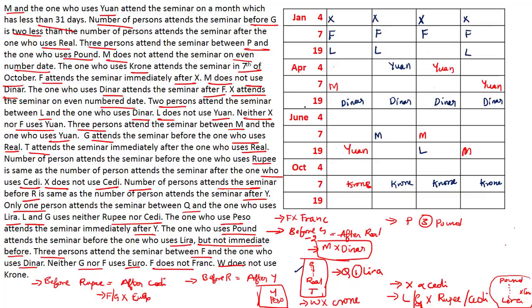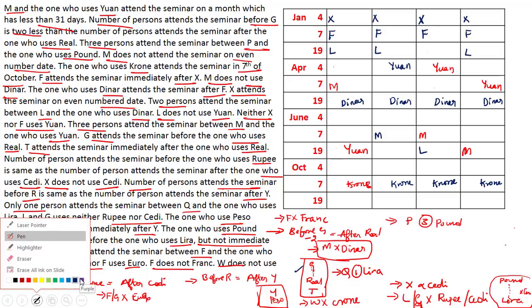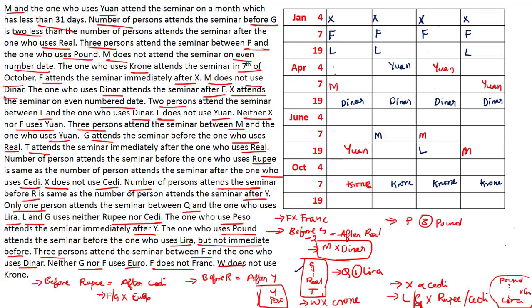So what I'm going to do here is change the ink once again, so that at every step we understand things, right? So G can be placed here. If G is here, before G there are 3 persons, 1, 2, 3. So it means that after Real there should be 5 persons, 1, 2, 3, 4, 5. So Real can be at this place. I hope you got it. Real has to be at this place.